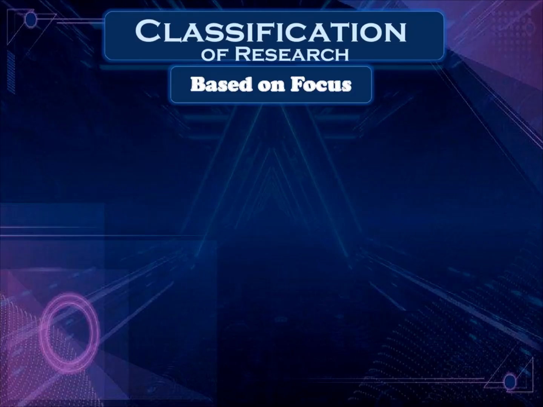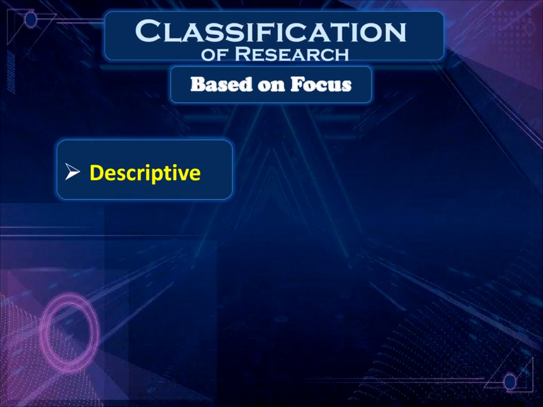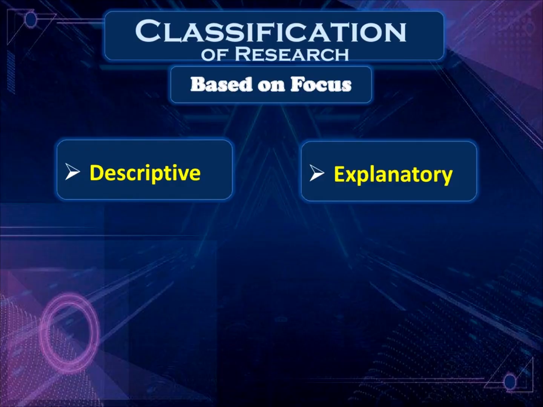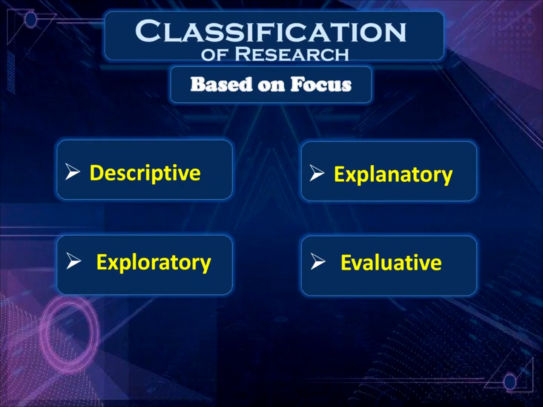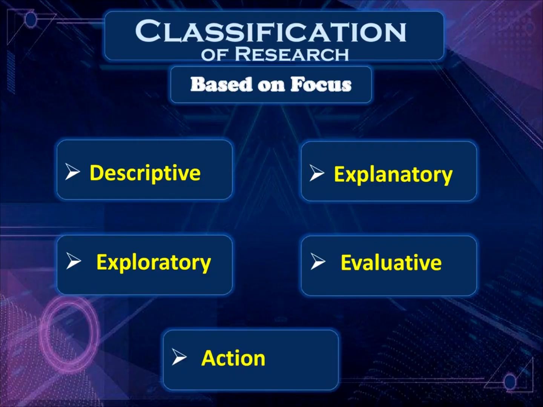In what way are we focusing on the research we are doing? Dependent on that, we classify research. Now the first classification is descriptive research. The second classification is exploratory research. The third classification is explanatory research. The fourth classification is evaluative research. And the fifth classification is action research. So, we have descriptive, exploratory, explanatory, evaluative, and action research.